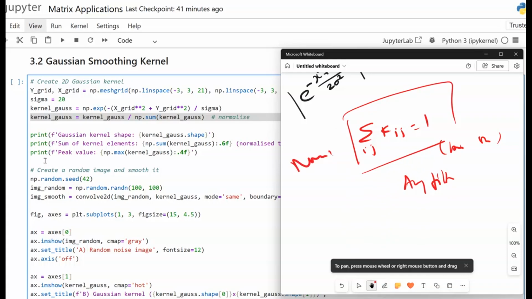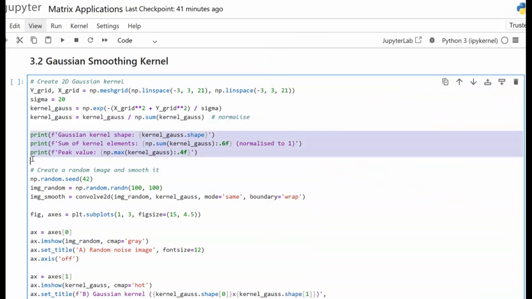Now let us move on to this. We are going to diagnose our kernel. We want to know what the shape is, what the summation is after normalization, what the exact value is, and also the peak, that is, what the central value would be. That is what we want to diagnose, and we are going to display it.